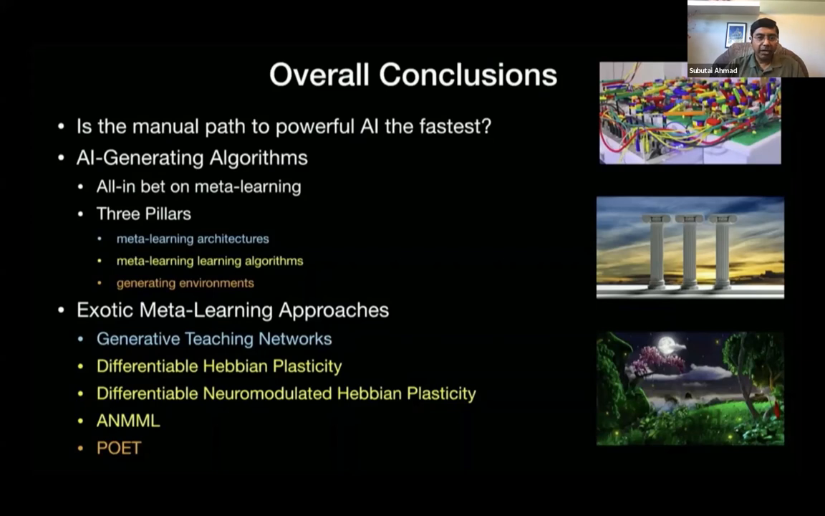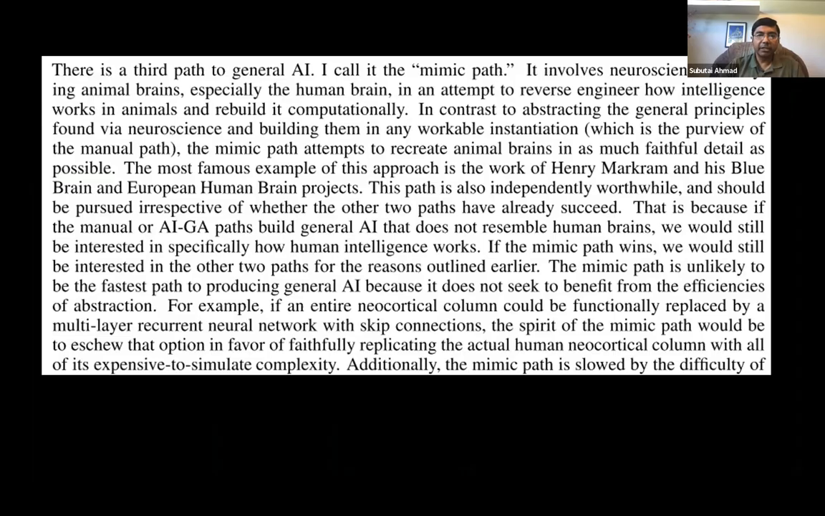And then there's one other part in his paper that was relevant to us that I thought I'd bring up. He does discuss neuroscience-based approaches. So this is not what we're doing here, I just want to be clear, but he critiques the neuroscience-based approach in the following way. He calls it the mimic path, which involves neuroscience, studying animal brains, and attempting to reverse engineer how intelligence works. In his example, the mimic path tries to recreate brains in excruciating detail, as much faithful detail as possible. The Blue Brain Project is an example of this.